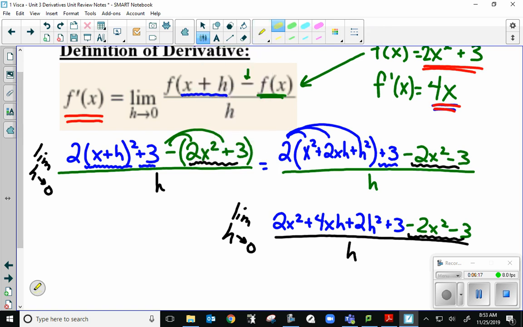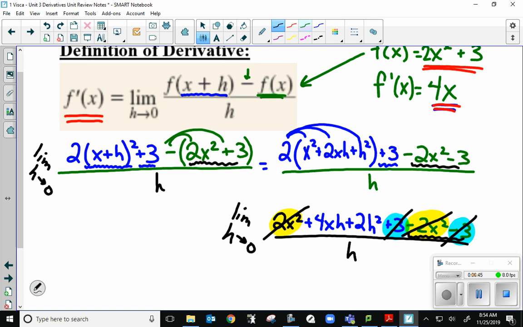I have a negative 2x squared and a positive 2x squared. Those should cancel. Boing, boing. And I also have a minus 3 and a plus 3. Ooh, look at me. Gone, gone. Everything left has an h. So I said 2 things should happen. Everything without an h should cancel, and it did. And the second thing is everything left should have an h.